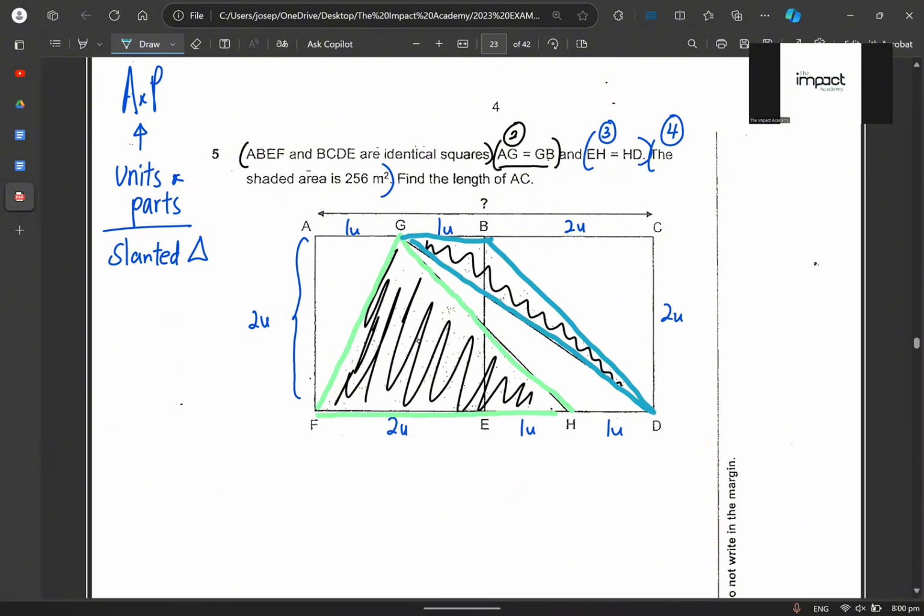I hope you can see. Can you all see? If you cannot see, you turn your paper. You realize this is the base. Where's the height? The height is here. You realize, very good.